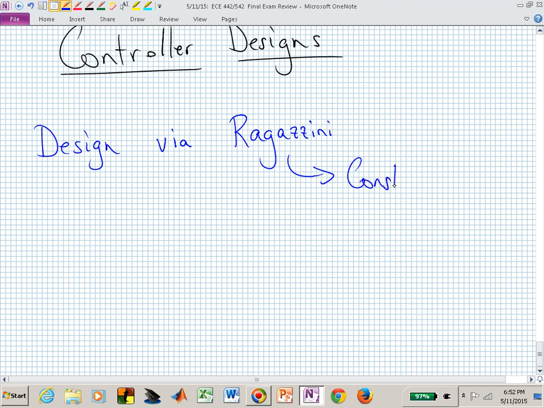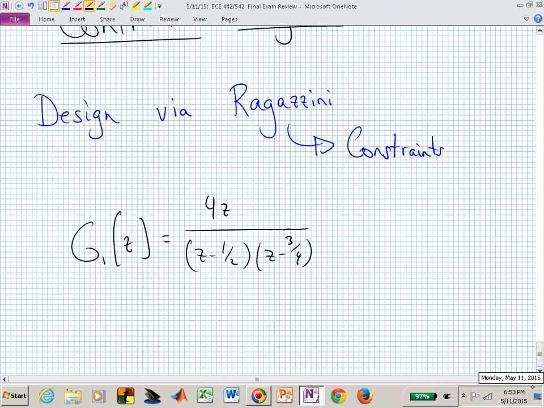Ragazzini then immediately starts you thinking, I hope, in terms of constraints. If I give you the following system, let's say G1 of Z is now 4Z over (Z minus 1/2)(Z minus 3/4). Do we have to worry about any of the Ragazzini constraints to design a controller for this system? Is this system open loop stable? If the answer is yes, how did you determine that? You're looking at the poles, aren't you? And those poles are inside the unit circle.